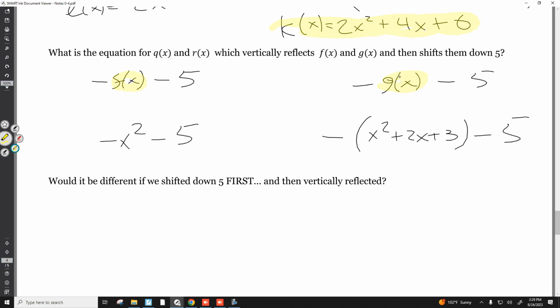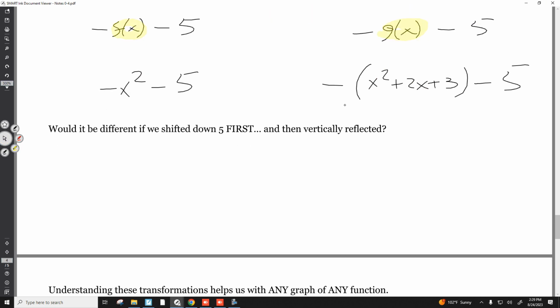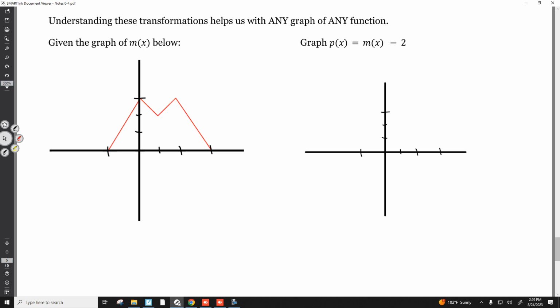Now, that would be negative x squared minus 2x minus 3 minus 5, which would be minus 8. Watch what happens if I did it in opposite order. Take g, shift it down 5 first, then vertically reflect that. You would end up with a different answer. Okay? You will see these on your homework. We'll use notation to help us. The last is something that shouldn't be too crazy.